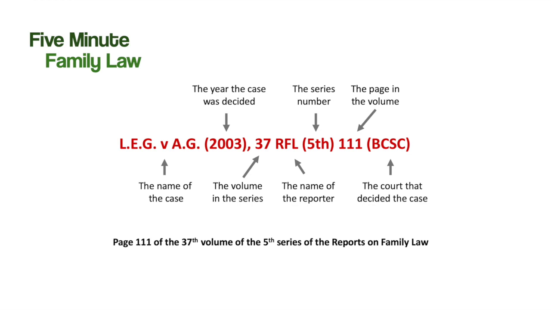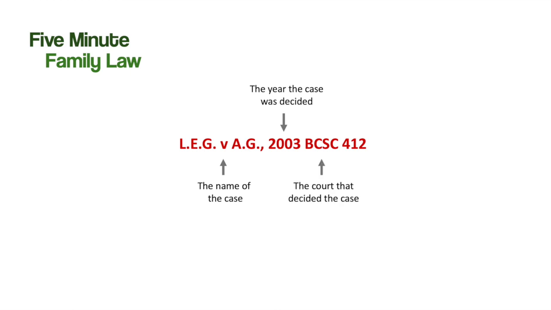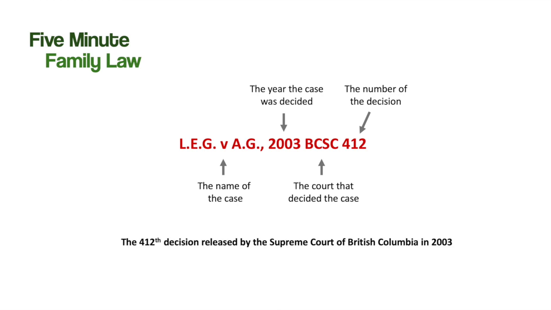The contemporary way of referring to these cases, and you'll see that most cases past the year 2000 have this, is through something called a neutral citation, which is way simpler. In this particular case, LEG and AG, it's the name of the case. 2003 is the year the case was decided. BCSC is the abbreviation for the name of the court that decided the case, and 412 is the decision in the order of the number of decisions that had been released that year. So if you wanted to say this in a sentence format, you would say that LEG versus AG is the 412th decision released by the Supreme Court of British Columbia in 2003.